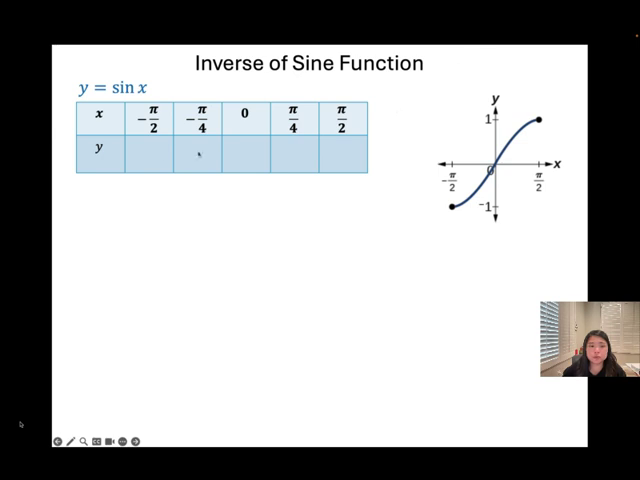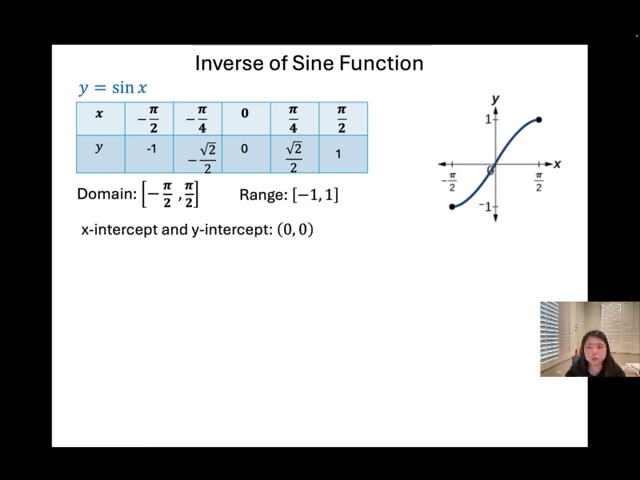Okay, check your work. X equal to negative pi over 2 will be equal to negative 1. Negative pi over 4 will be negative square root of 2 over 2. 0 will be 0. Pi over 4 is square root of 2 over 2, and pi over 2 will be equal to 1. What's the domain? The domain will be from negative pi over 2 to pi over 2. The range is negative 1 to 1. The x and y intercept is going to be 0, 0, the origin.